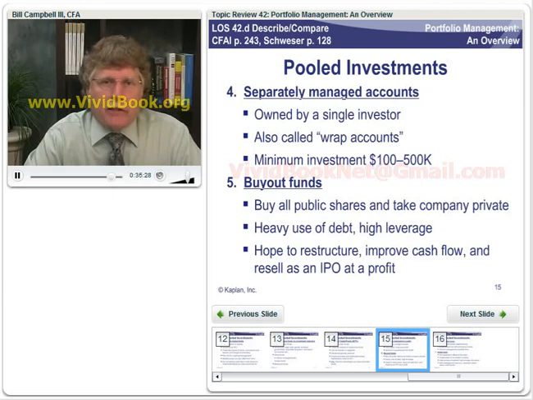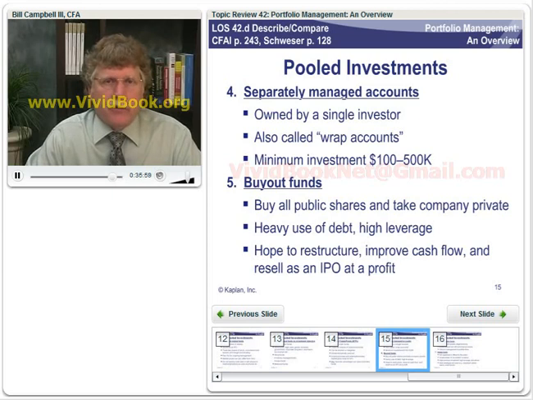Separately managed accounts. These are owned by a single investor. So you have an investment management company that maybe manages several mutual funds that, of course, have a number of investors, but they may also have some separately managed accounts where these are owned by a single investor. Sometimes these are referred to as wrap accounts because you have a single investor, but then you have this management company on top of that who's managing the funds. So we refer to this as a wrap account.